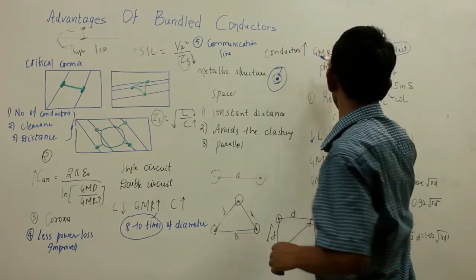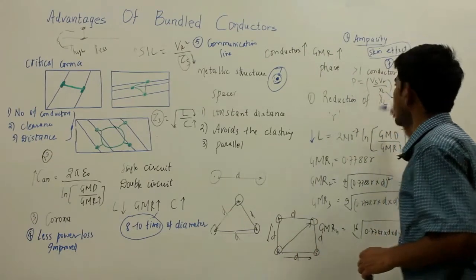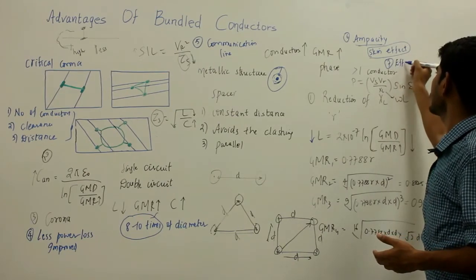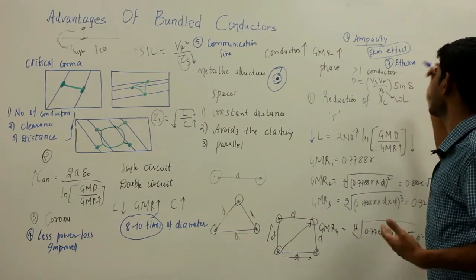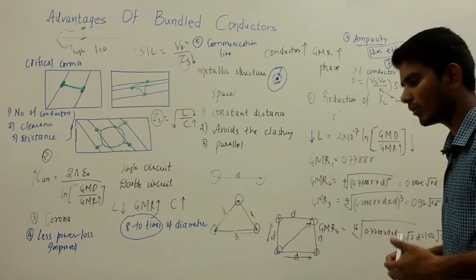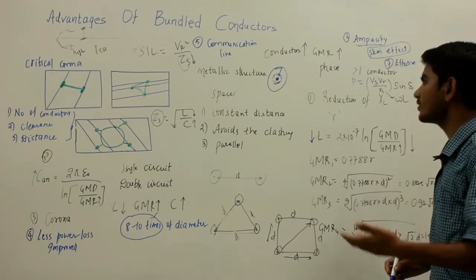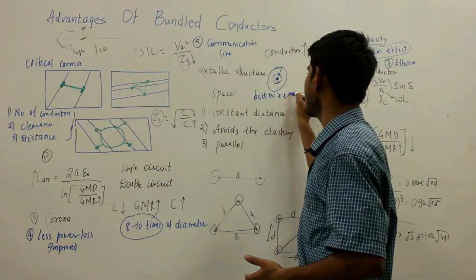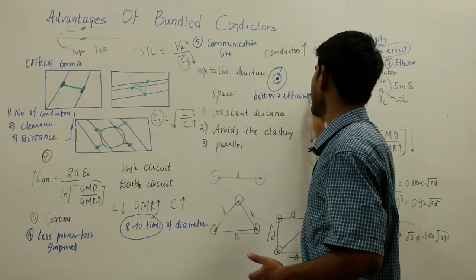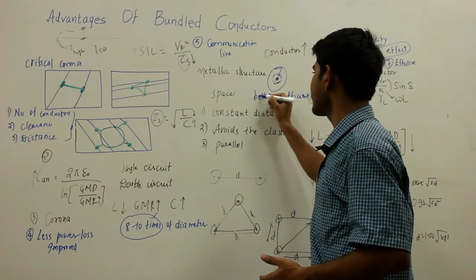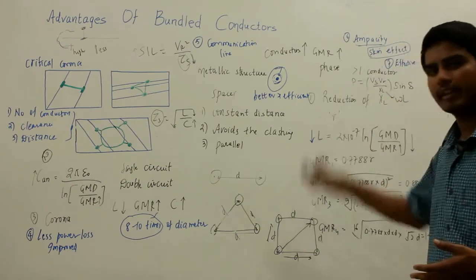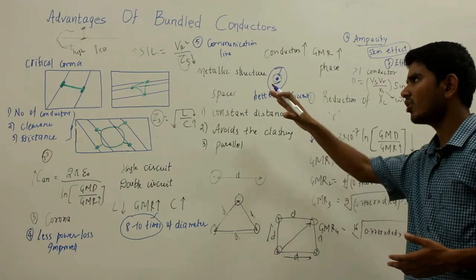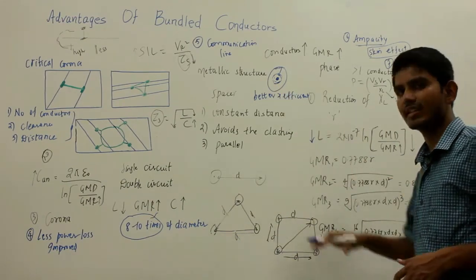And the seventh advantage is, as we are using bundle conductors, the effective area exposed to air is more, and this has the effect of better and efficient cooling of the conductors compared to a single conductor. So we have better performance of these bundle conductors over a single conductor. These are all the main advantages of using bundle conductors in a transmission line.